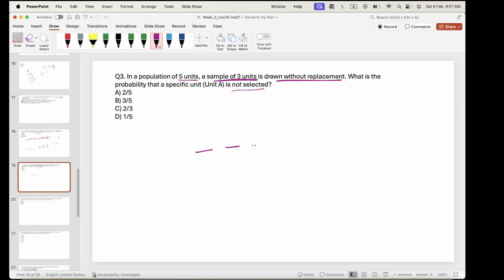So I have 3 units, and I have 5 spots. When I'm selecting for the first time, I have all 5 units to select from. In the second one, I have 4 units to select from, and in the third one I have 3 units to select from.